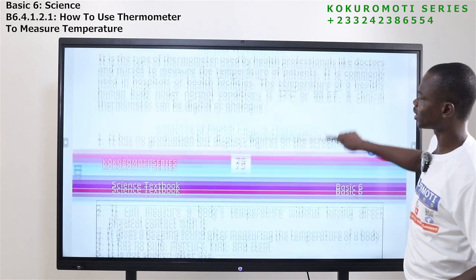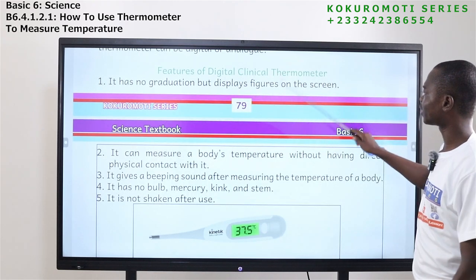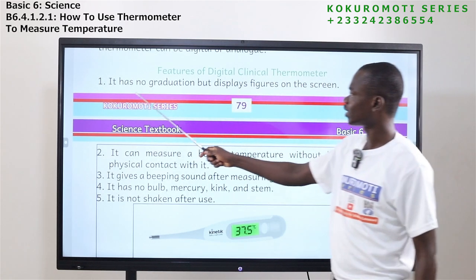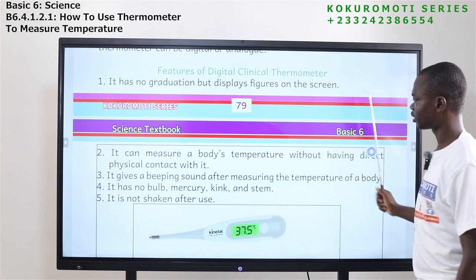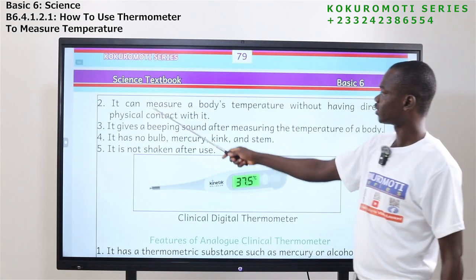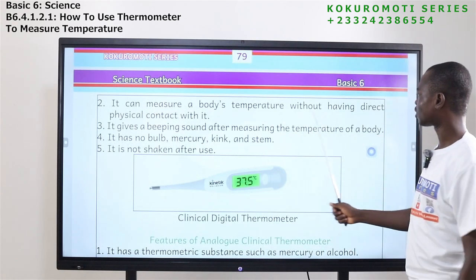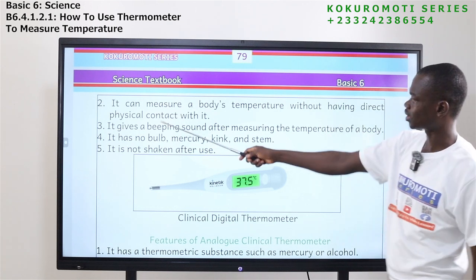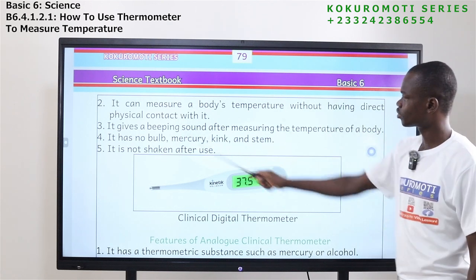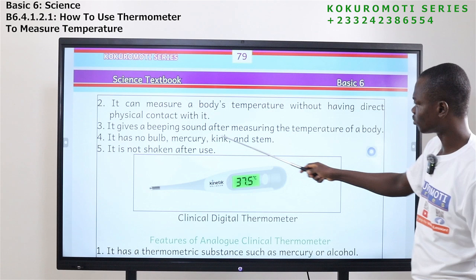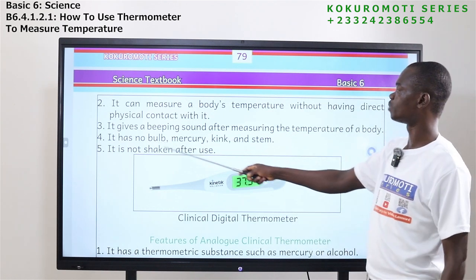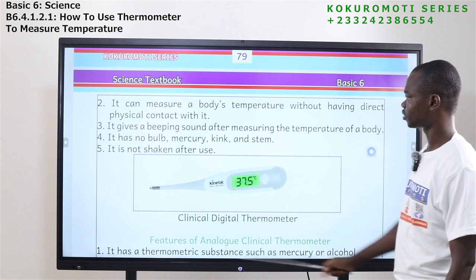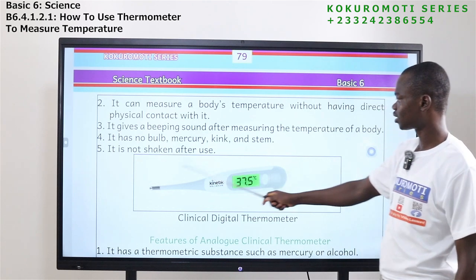Now let's look at the features of the digital clinical thermometer. One, it has no graduation but displays figures on the screen. Two, it can measure a body's temperature without direct physical contact with it. Three, it gives a beeping sound after measuring the temperature of a body. Four, it has no bulb, mercury, kink, and stem. Five, it is not shaken after use.